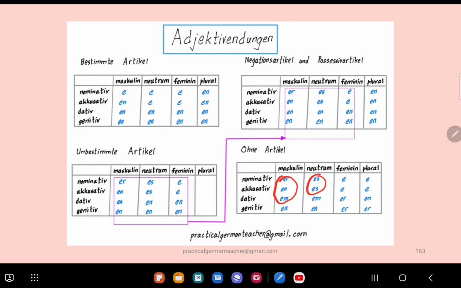Then here s, this one is the same, m. Here e, r, e, n. So how can you remember? And then genitive is over here. You see it's n and n for masculine and neutral, it's er and er for feminine and plural. This table is a little bit difficult to remember, so right now just focus on these three tables. Okay, I hope you know how to draw these tables now.